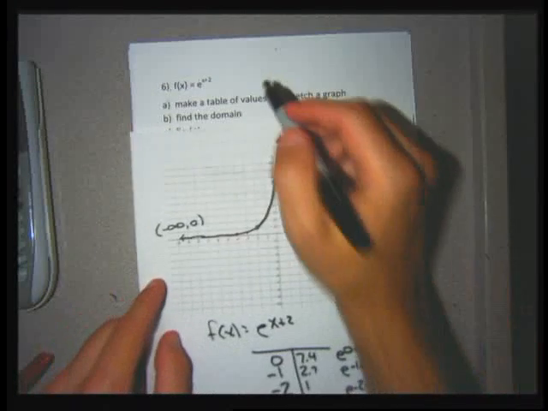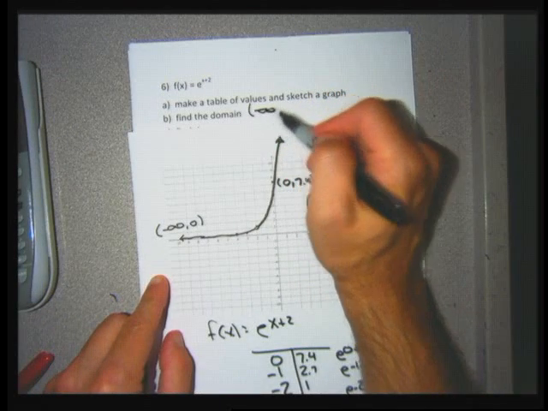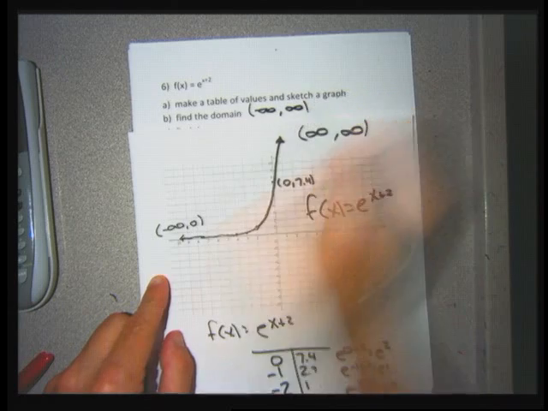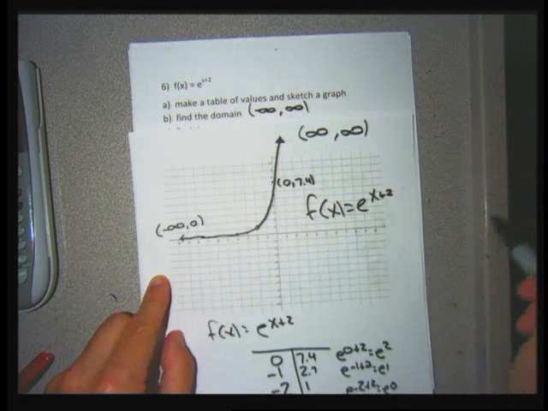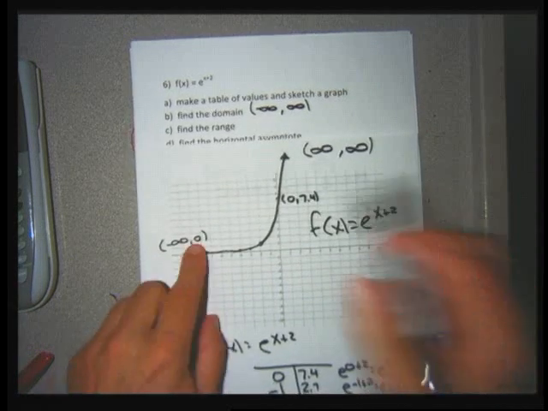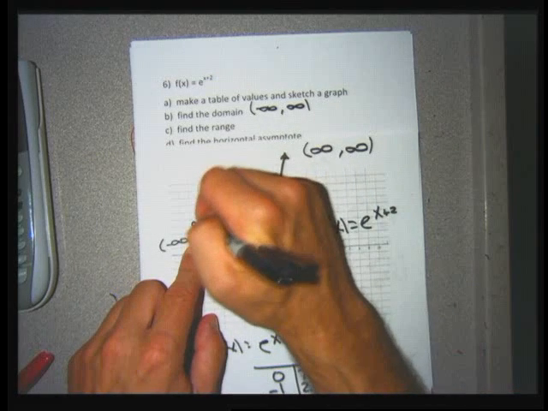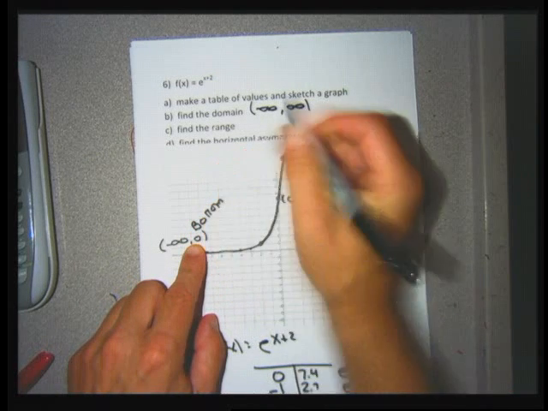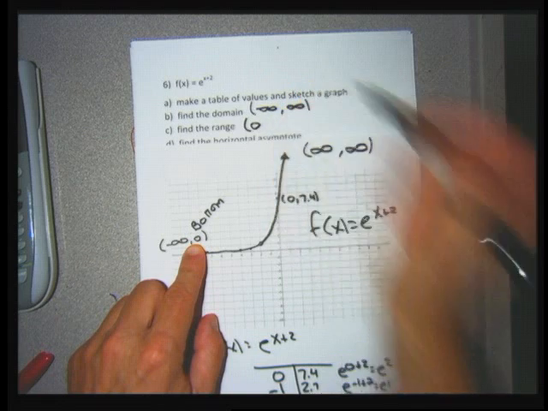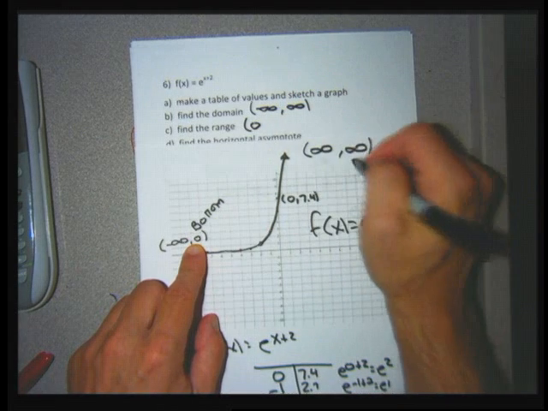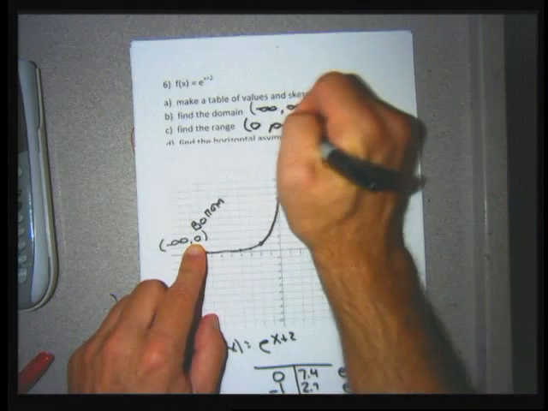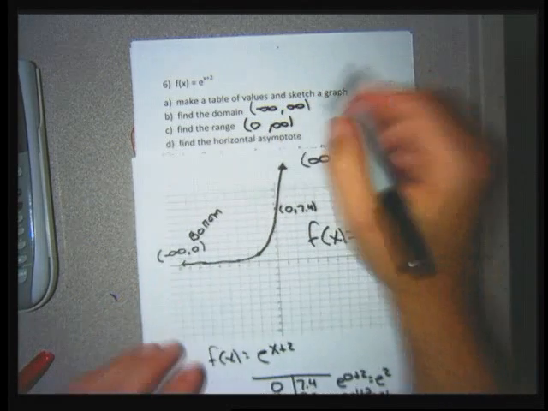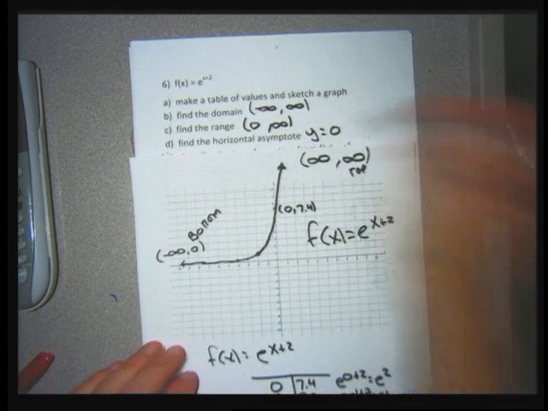The domain for all the exponential functions we're going to do: they exist unbroken everywhere to the left and to the right on the x-axis. For the range, the bottom y for my range is the y-coordinate of the horizontal asymptote, which is 0. And for the top y, it's infinity. And the horizontal asymptote, again, just like the first few problems, is still y equals 0.